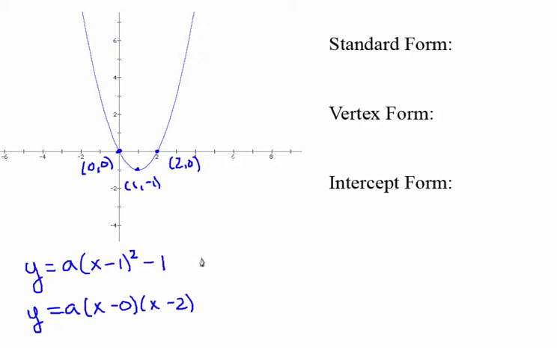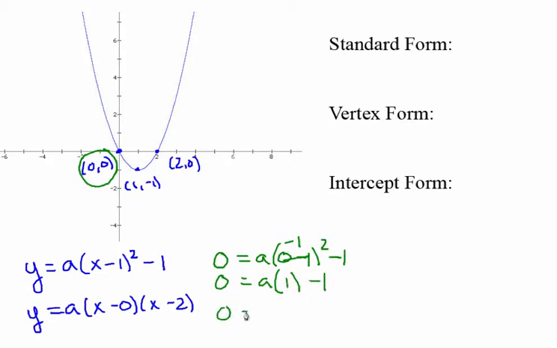Let's use the vertex form and plug in one of the intercepts. We'll plug in 0, 0, because zeros usually cancel out really nicely. We'll plug in 0 for y equals a times 0 for x minus 1 squared minus 1. 0 equals a times, well, 0 minus 1 is negative 1. Negative 1 squared is positive 1. Minus 1. 0 equals, well, a times 1 is just a, so a minus 1 equals 0. Adding 1 to both sides gets us that 1 equals a. So in this case, we know that a equals 1.